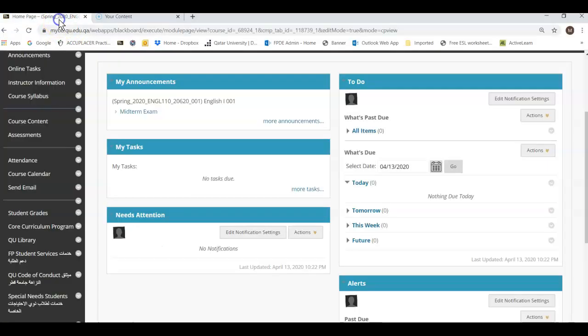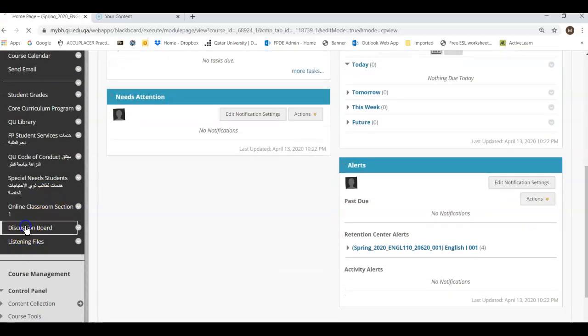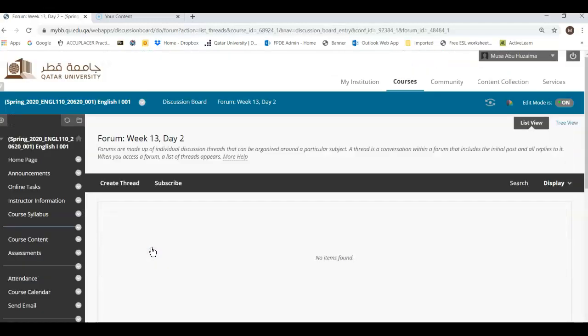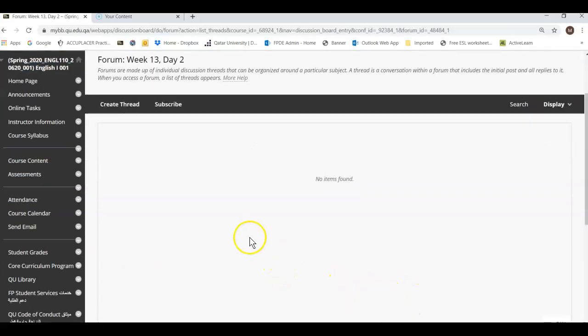Paste them on your course blackboard. Where? Here. You go down to discussion board again, same thing. You click on week 13, day 2, create thread, put your name, upload your answers. I will send you a Microsoft Word document with blanks, so you just fill it and post it here. Okay, so if you have more questions, you always can reach me during office hours on Microsoft Teams or send me an email.